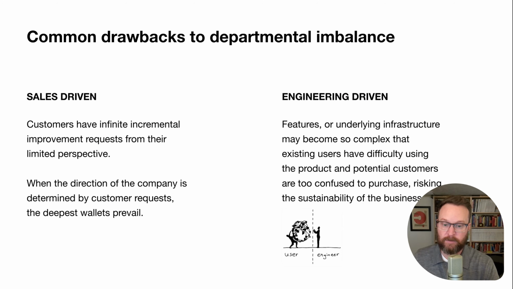So the drawbacks to both of these: when you ask customers what they want, in order to make a sale, you run the risk of building yourself into a corner or having just too many features, where it becomes less valuable and unusable. Also, customers have infinite incremental improvement requests from a limited perspective. So there's no end game for them. There's no final vision or direction. They're just like, add this feature, add this feature, add this feature, and they don't care where you end up. If it becomes unusable, they drop you, find someone else.